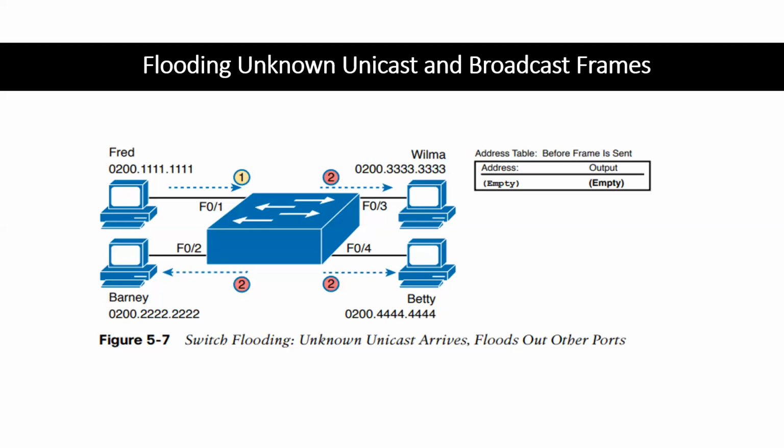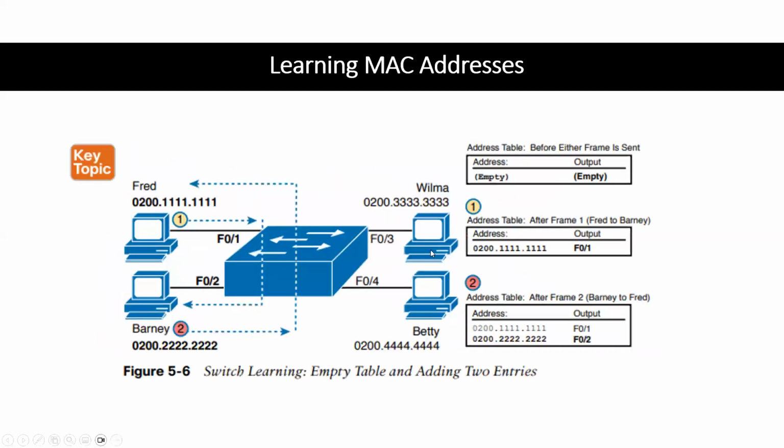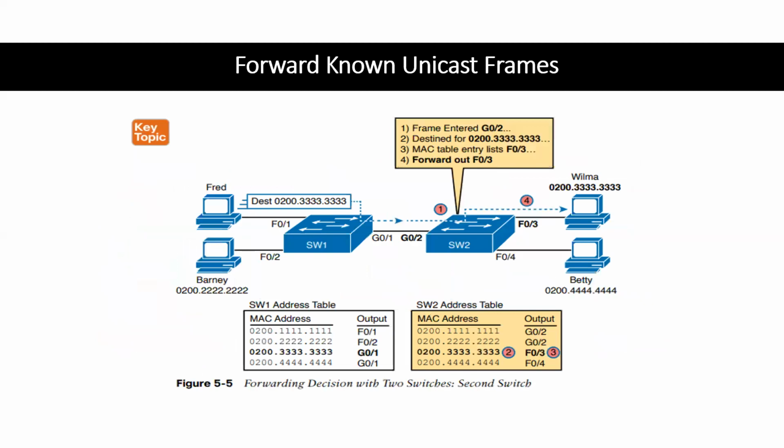If you read the title of this slide, it says flooding unknown unicast and broadcast frames. We spoke about forwarding known unicast frames. So the switch knows that if Fred wants to say good morning to Wilma, or send a message to Wilma, the switch is going to know where to send it. That is forwarding a known unicast frame.